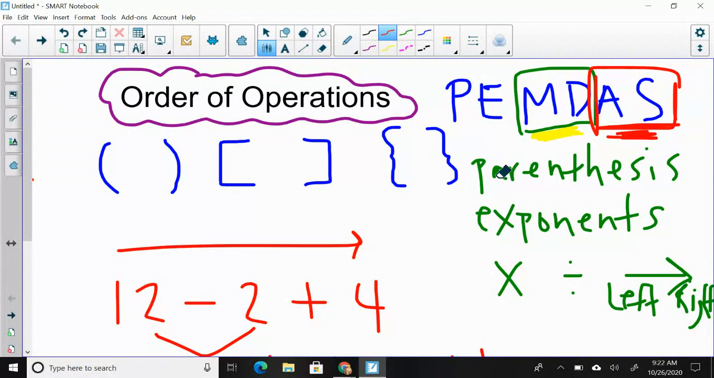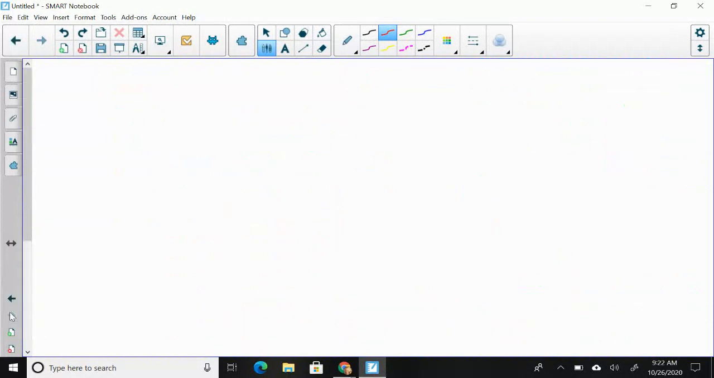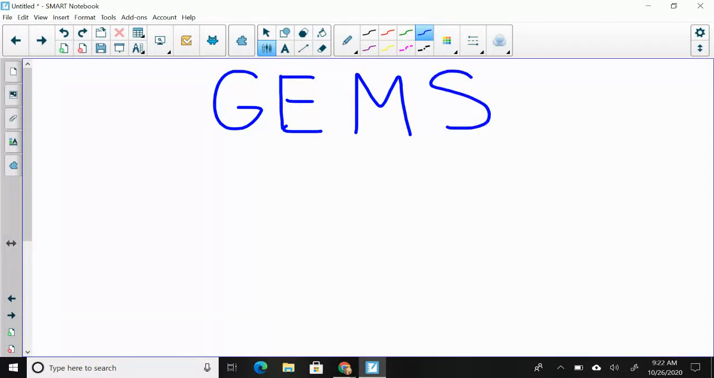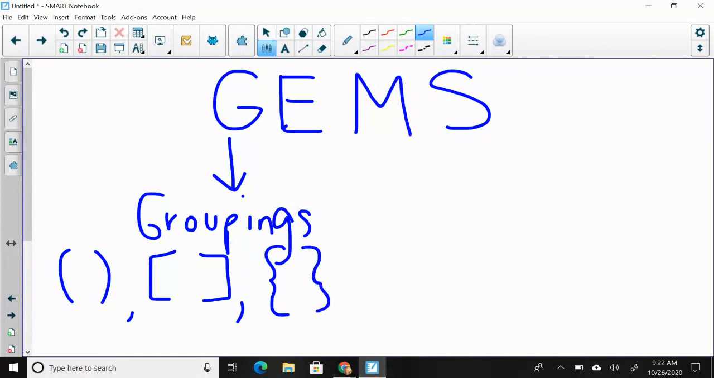So that's why some teachers do not like this method of remembering the order of operations. And instead, they use a method called GEMS, okay? And so let me write this out for you. GEMS. And the G stands for groupings. Okay, the G stands for groupings. So that can be parentheses, it can be a bracket, it can be a fancy bracket. Okay, but groupings always come first.